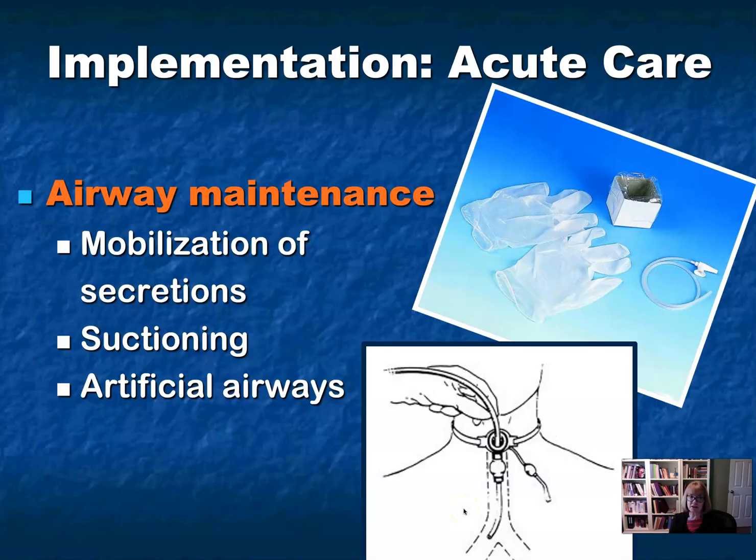Some other things that we would do in acute care to maintain airways is mobilize secretions. So how do we mobilize secretions? Well, people need to be hydrated. And they need 2 to 3 liters a day. That's going to help keep those secretions thinner and easier to move. Maybe they need the air humidified, teaching them how to cough.